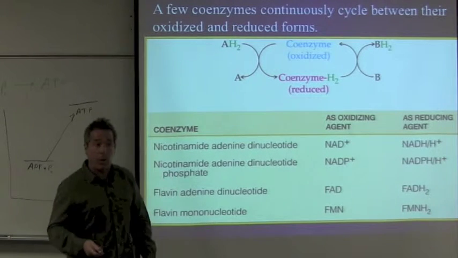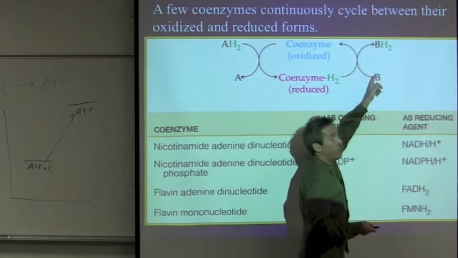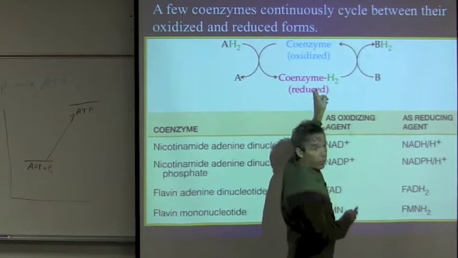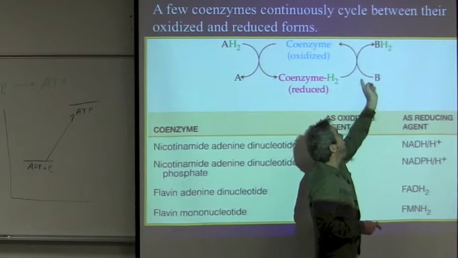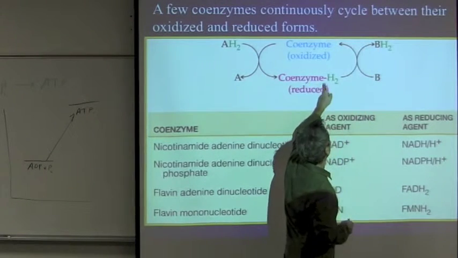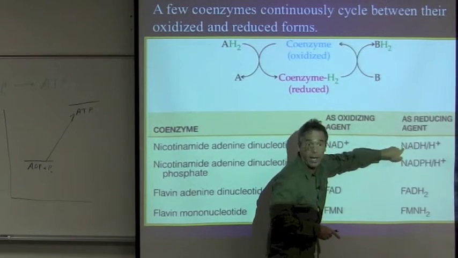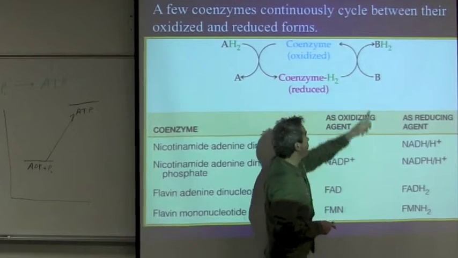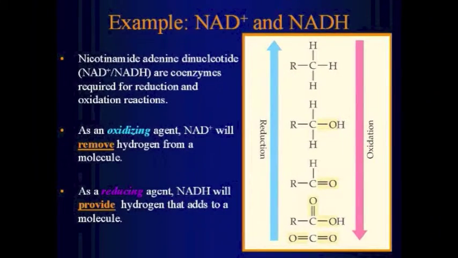Sometimes we want to do reductions in biochemistry. How do we do a reduction? We have to couple that with an oxidation. And it's a good way to recycle these coenzymes. When we want to do a reduction, we'll couple that to an oxidation. We'll start with the reduced form of the coenzyme, like NADH, and we'll oxidize it. We'll convert it into NAD.